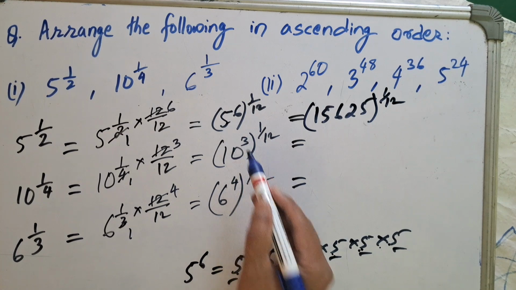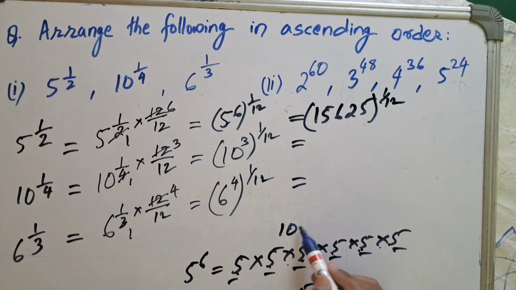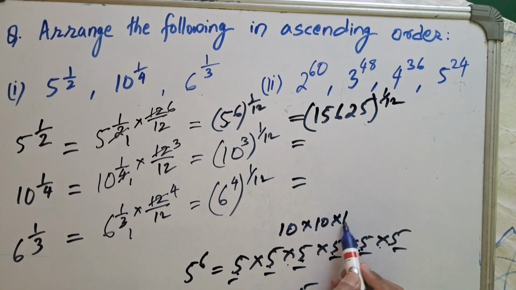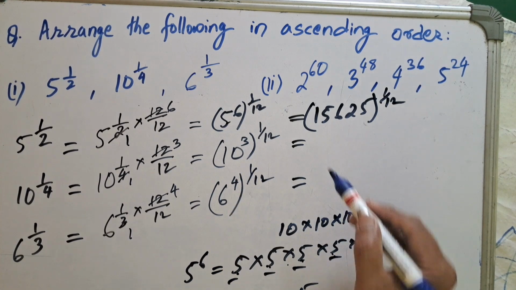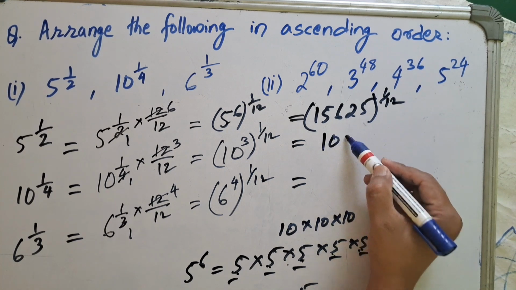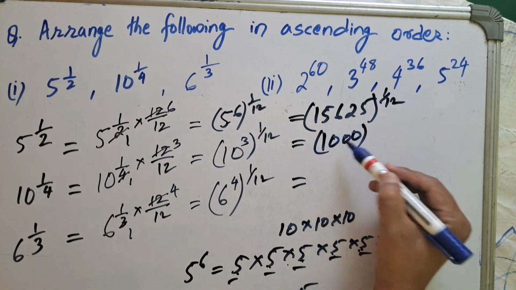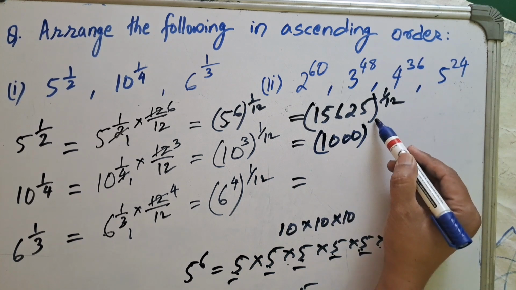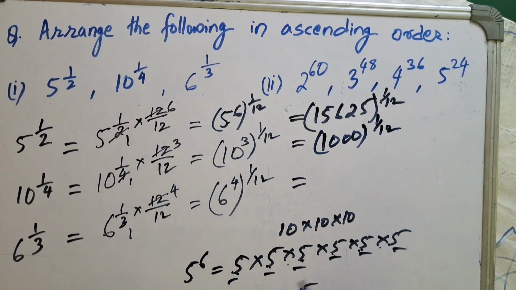Similarly, 10 cube means 10 multiplied 3 times, 10 into 10 into 10. So 10 tens are 100, 100 tens are 1000. To the power 1 by 12 will remain as it is, 1 by 12.